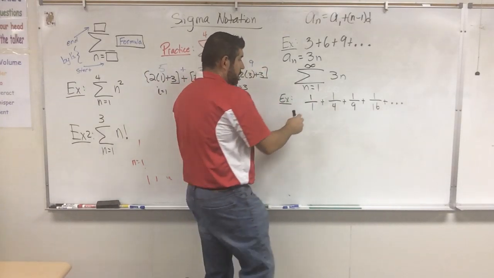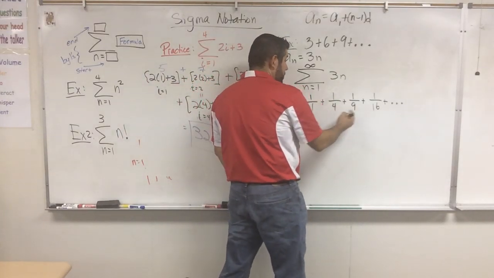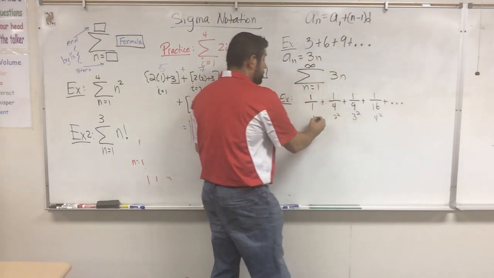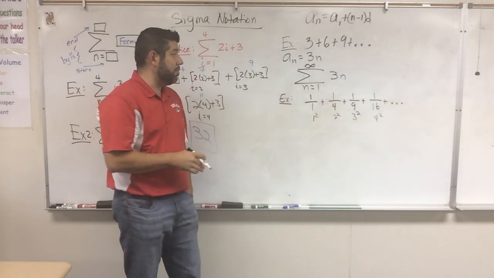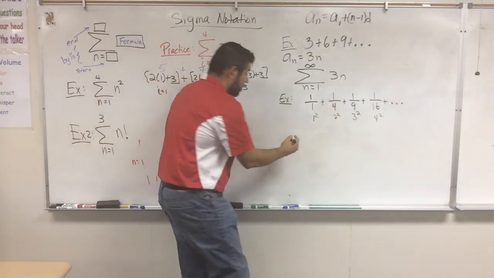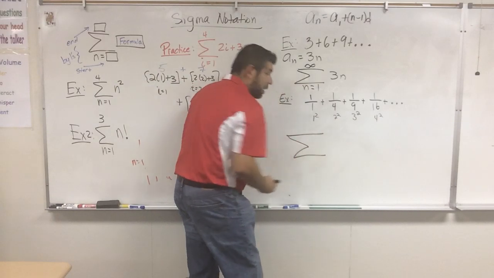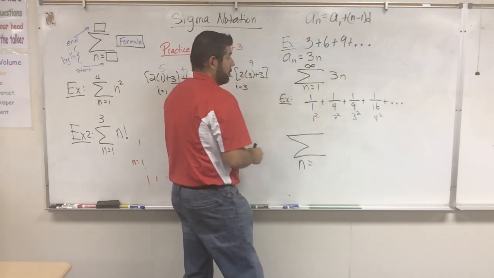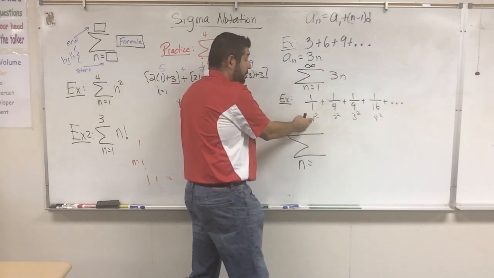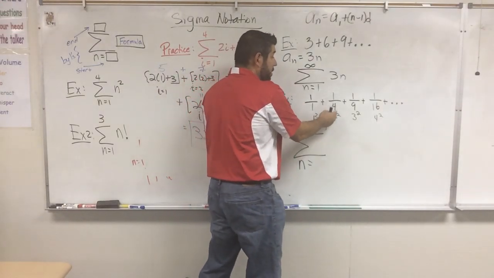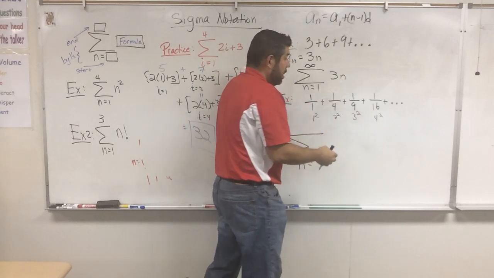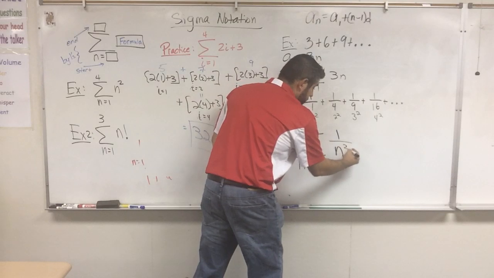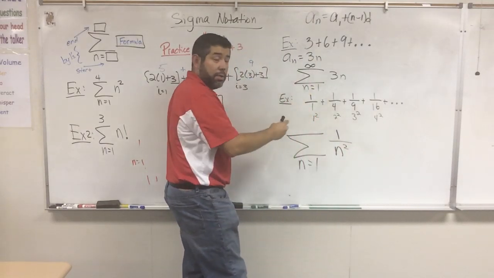And notice that these look like squares to me. This looks like 2 squared, and 3 squared, and 4 squared. In fact, 1 is 1 squared. So I have squares on the bottom, and then the top are all 1. So let's go ahead and take this sigma, and we're going to start. Well, let's figure out the formula first. It looks like if I start at 1, I could have 1 squared. And then if I start at 2, I have 2 squared, and then 3 squared, and then 4 squared. So it looks to me like I'm going to have 1 over n squared, and I'm going to start at 1, so I'm going to plug 1 in there.